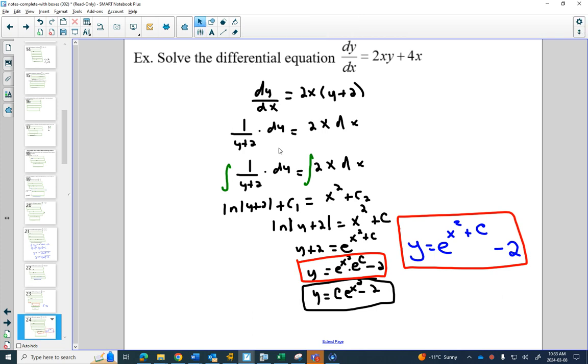If you wanted to play around with your exponent laws, that e to the c could come out in front. Maybe I'll make this c3. And then change e to the c3 to c. Too many c's. Constant 1, constant 2, constant 3.